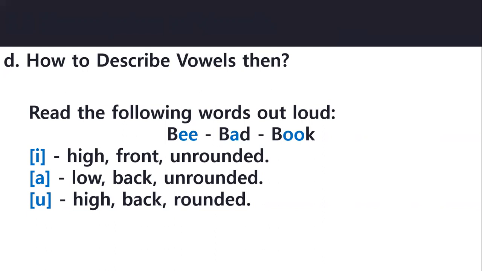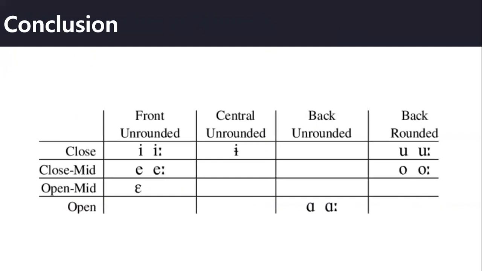Lastly, we have U in book. It is produced with rounded lips and the tongue in the highest and farthest back position possible. Then it is high, back, and rounded. So this table summarizes the position and whether it is rounded or unrounded.